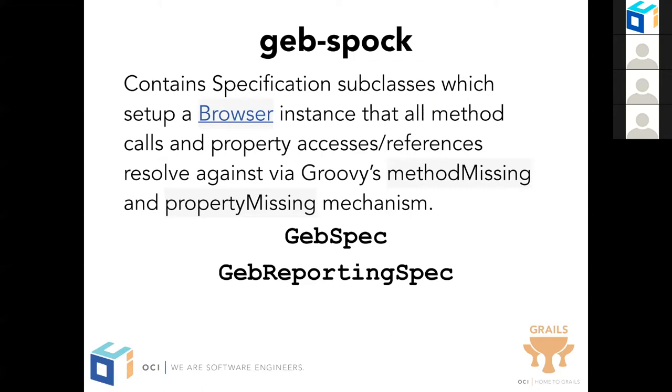So one difference between Geb spec and Geb reporting spec is that the reporting spec takes screenshots and HTML dumps of where the browser is at the end of each test. So should your tests fail in CI, if you are using Geb reporting spec, you can then refer to the reports to see these screenshots to be able to better debug the failures.